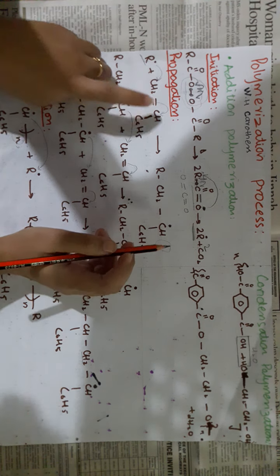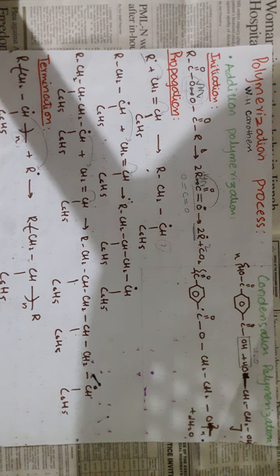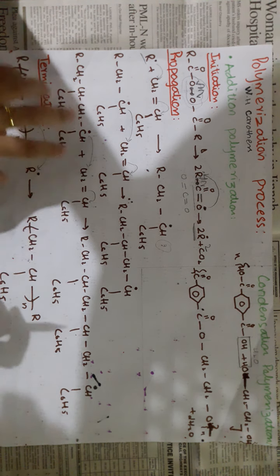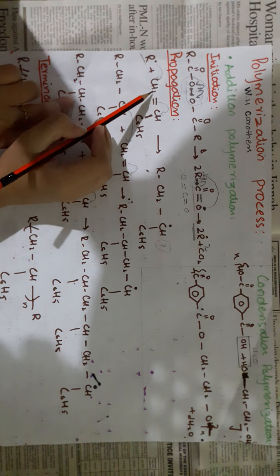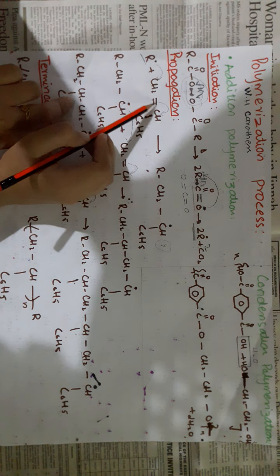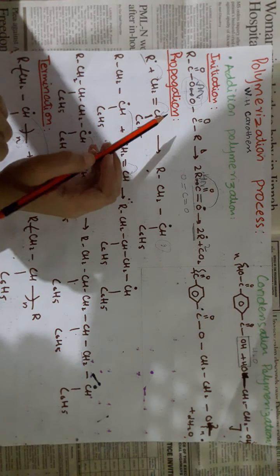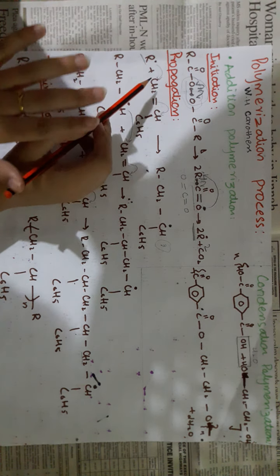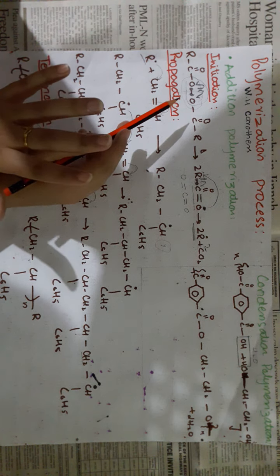Why is it so? Because you all know the valency of carbon is 4. Carbon can make 4 bonds at a time. This carbon is making 2 bonds with hydrogen and 2 bonds with carbon, so total 4 bonds. But if we join this carbon with R, the bonds of this carbon will become 5.